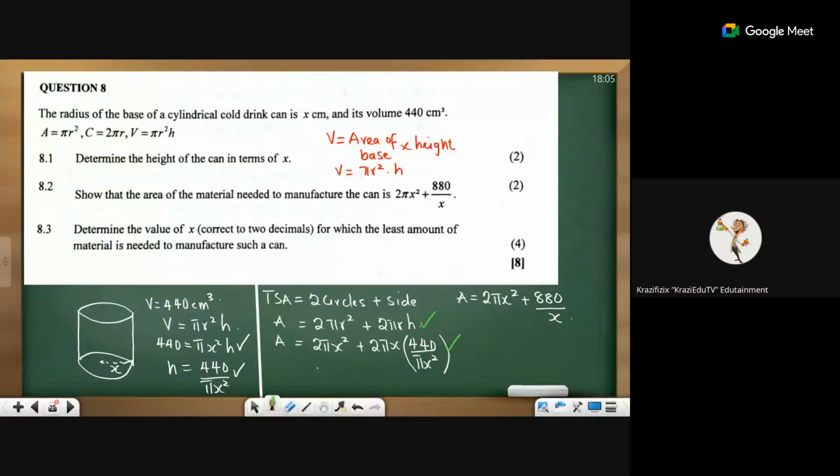Determine the value of x for which the least amount of material is used. Now, the examiner has given me a word here. Least. Okay, I've got a hand.